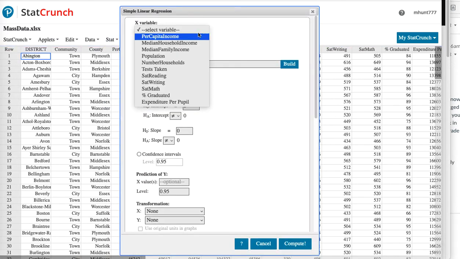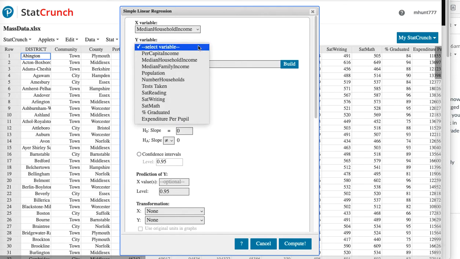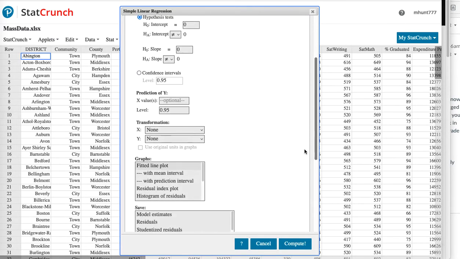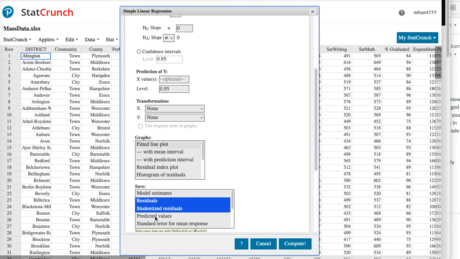and I would like to pick median household income as my predictor variable and math SAT scores as my dependent variable. And I want to plot the fitted line, and I would like to save residuals, studentized residuals, and predicted values, and then compute.